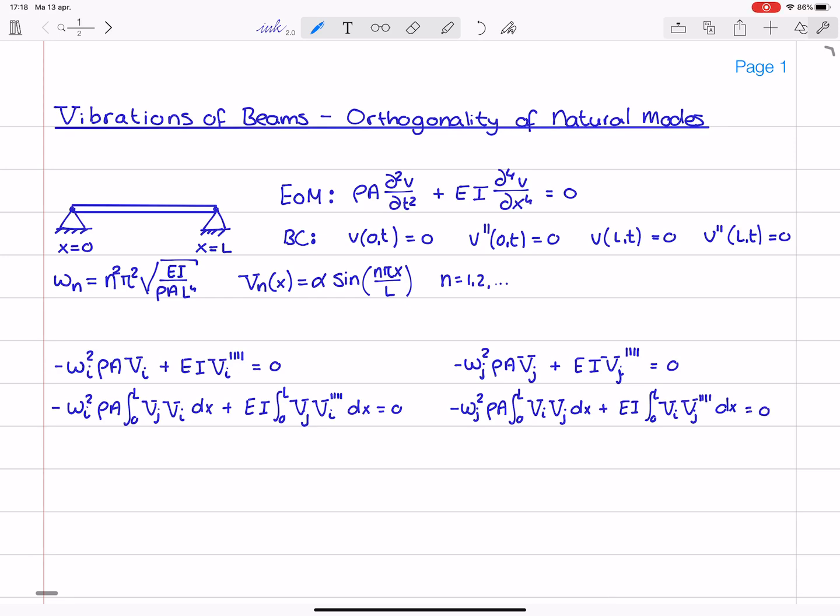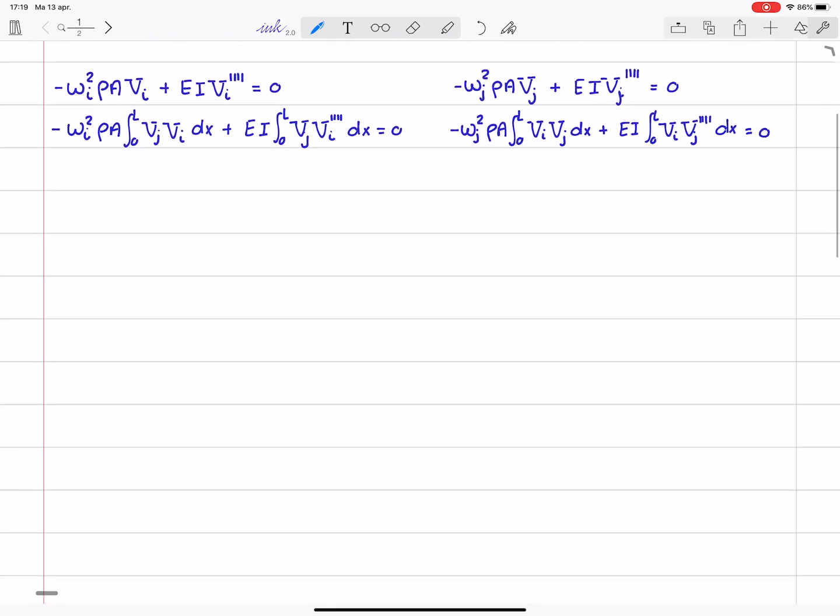So I will manipulate these equations such that the integrals are the same. For the mass term you see that that is already the case. For the stiffness that is not the case, because Vi and Vj might be distinct modes, and that means that Vj times the fourth derivative of Vi is not necessarily the same as Vi times the fourth derivative of Vj. So in order to fix that, we will use integration by parts. Let me just manipulate the first equation.